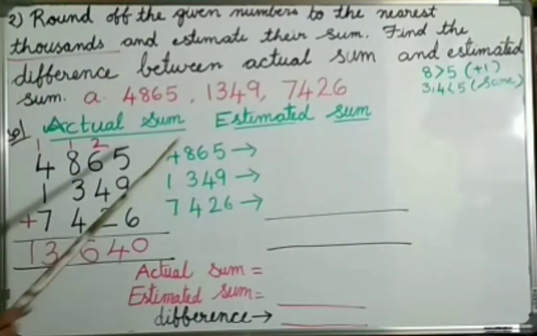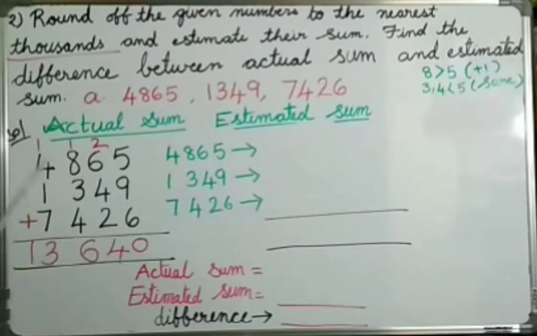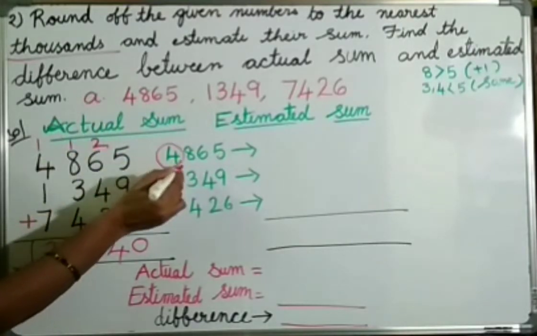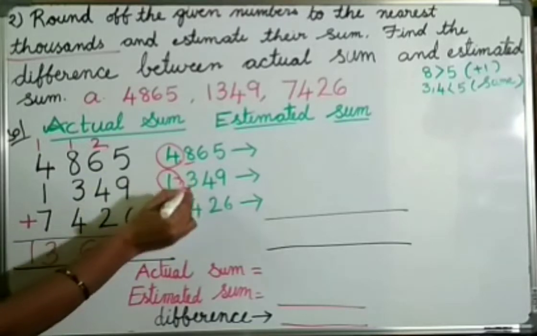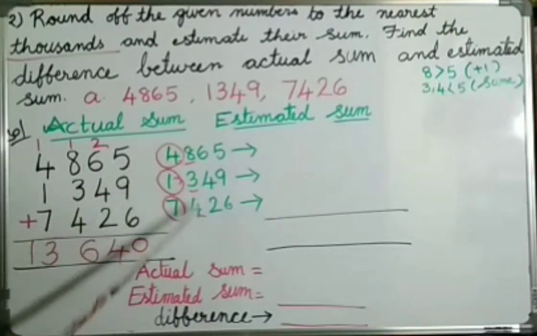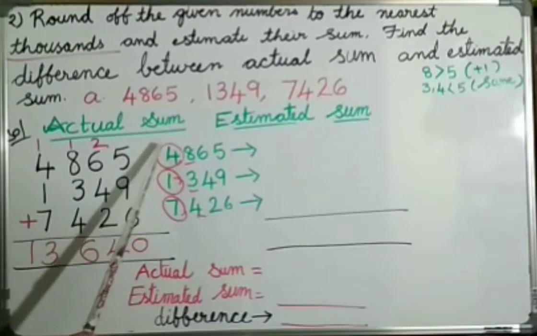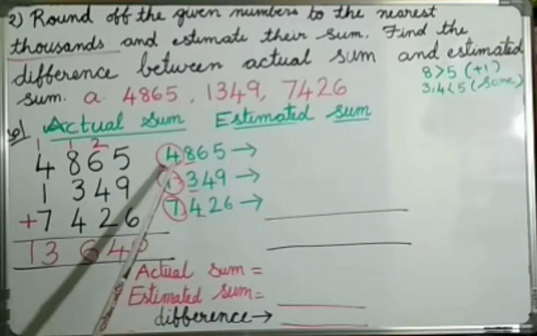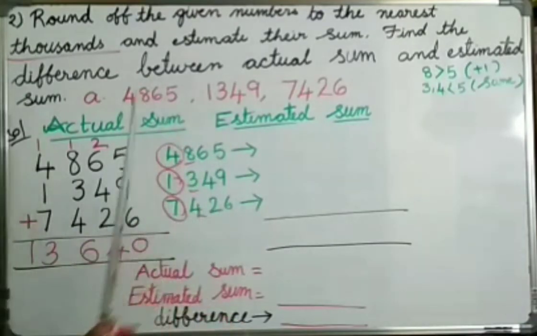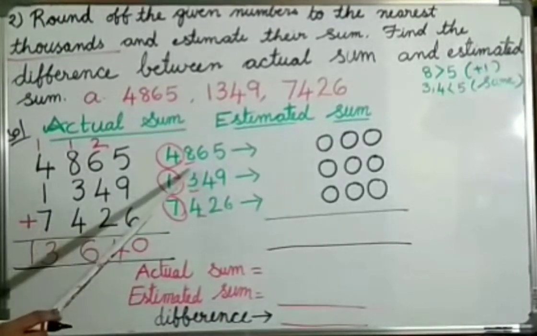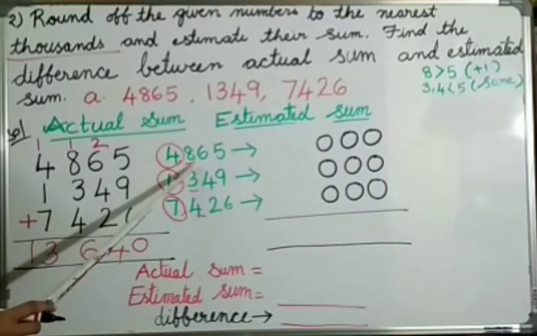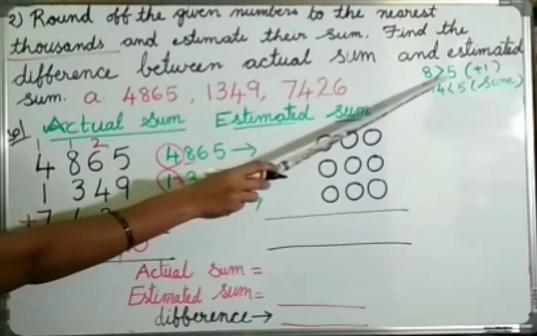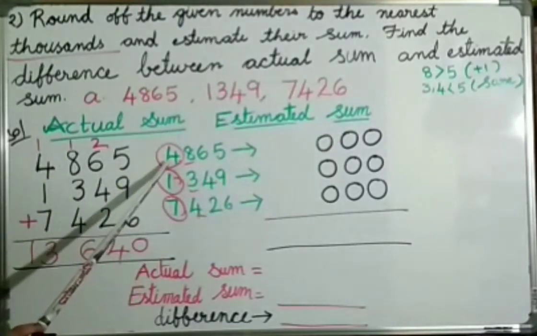Now we have to estimate these numbers to the nearest thousands. If we want to find the nearest thousands, we have to circle the thousands place and underline the digits after it. First we have to write the digits after the circled digit as 0. So for the digits after the circled digit we write 0. Now you have to observe the digit after the circled digit. Here this is 8. 8 is greater than 5, so you have to add 1 to the circled place digit.